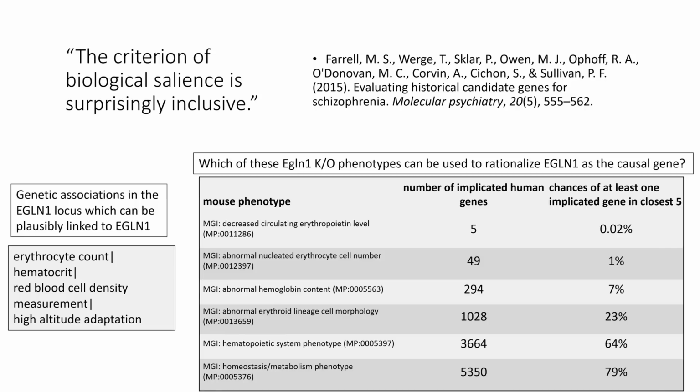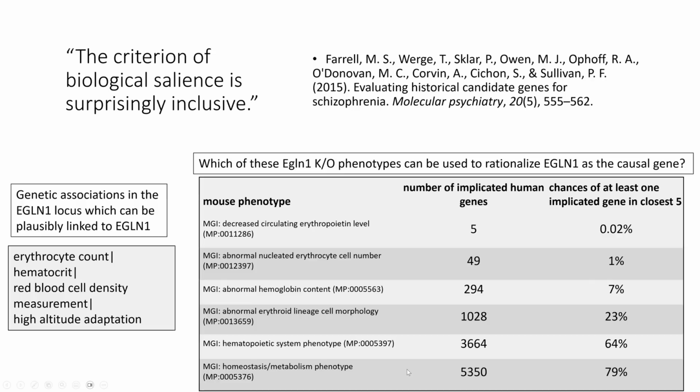What I'm showing here is if you want to rationalize EGLN1, you could say, oh, the mouse knockout has a homeostasis phenotype. Well, that's right, 1/4 of all genes. And in fact, if you look at every locus in the genome, 80% of loci have a gene from this category within the closest 5. And so if this is your criterion, that's not very convincing.